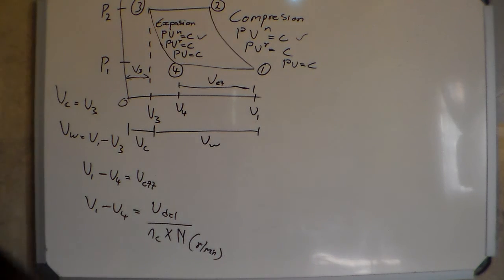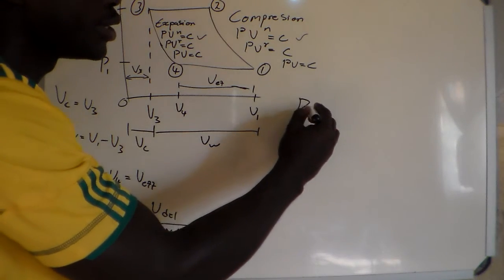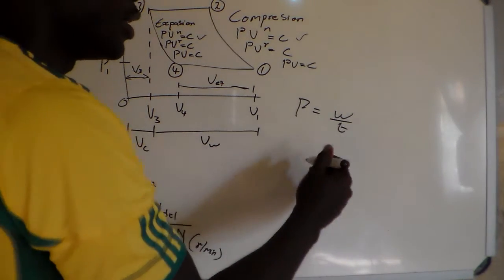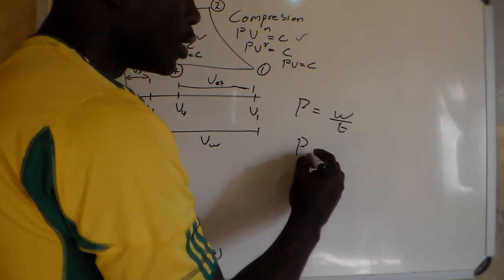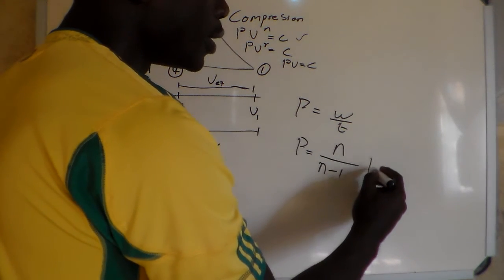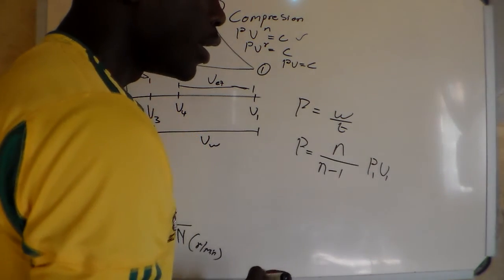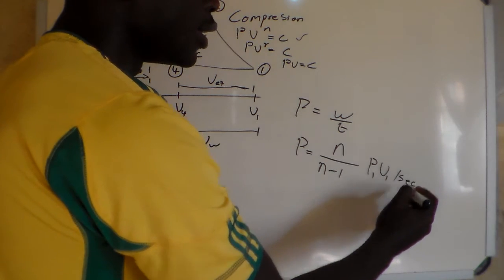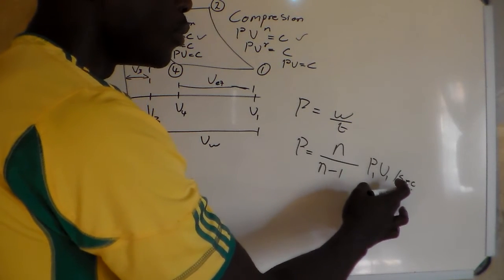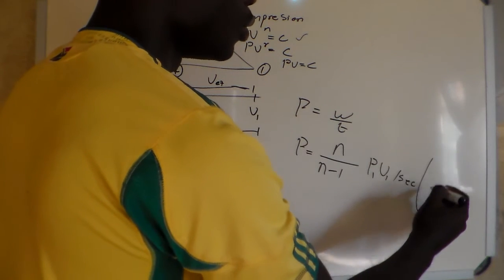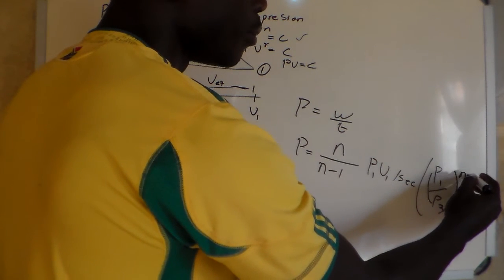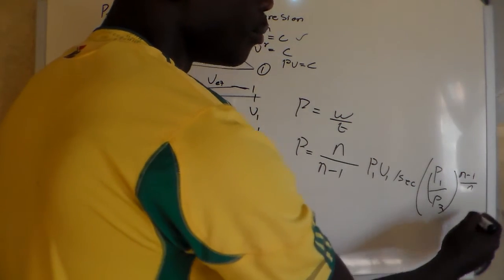And then we have the formula to calculate power. Power is equal to work done over time. We know that the power is equal to work done over time. And then if we're going to calculate work done, power will be equal to n over n minus 1 multiplied by pressure 1 multiplied by volume 1. This volume is per second. So if we divide work done by time, this volume is per second, then multiplied by pressure 2 over pressure 1 to the power n minus 1 over n, minus 1.